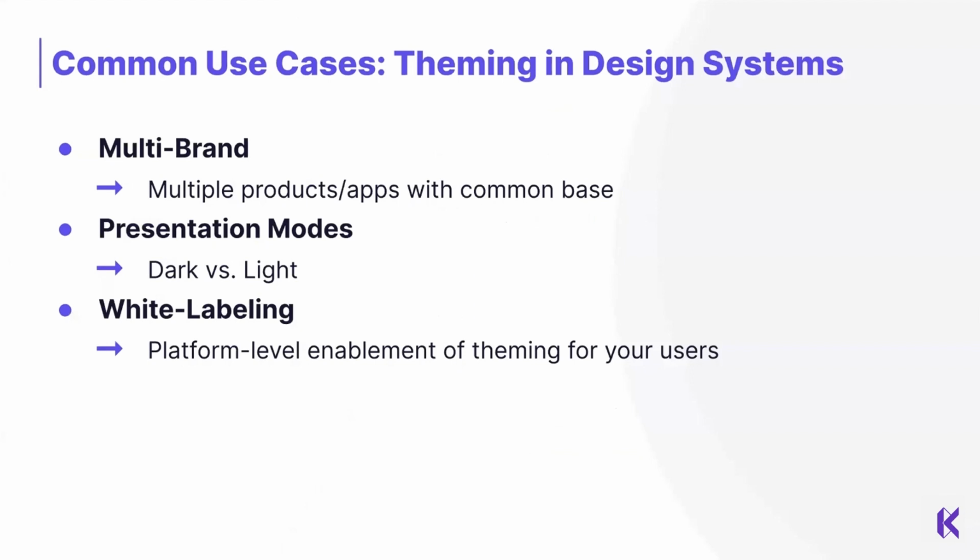Let's talk about some common use cases for theming in design systems. Multi-brand, which is one of the things we're highlighting today: how we can create a sustainable approach for scaling the design system, supporting this multi-brand effort. And so multi-brand is one of those things folks are using this for. Presentation modes. This is something we've seen for a long time, dark and light modes. And of course, white labeling, which is platform-level enablement for theming for your users. Keep your eyes out for another talk on white labeling specifically, because that's a fun topic when you start to get to unlocking the power at the enterprise level for sub-brands.